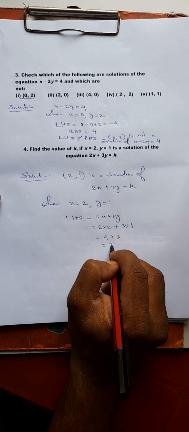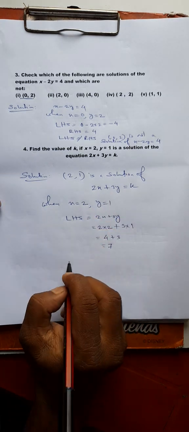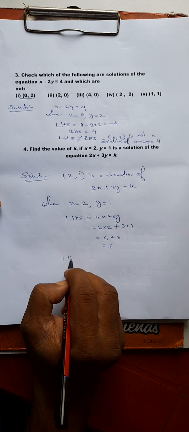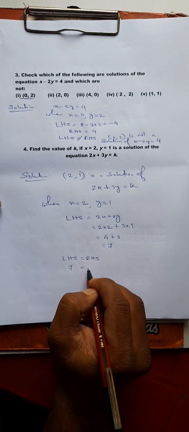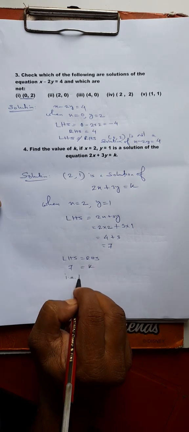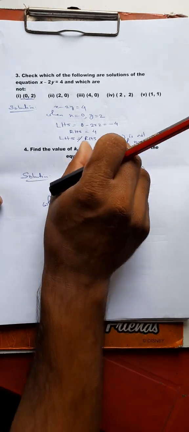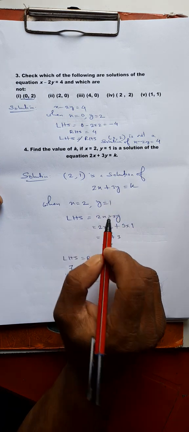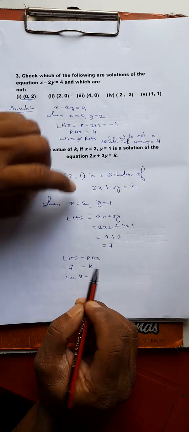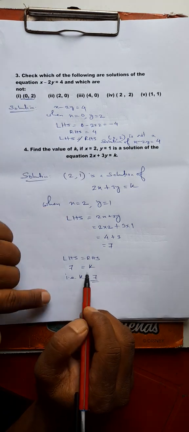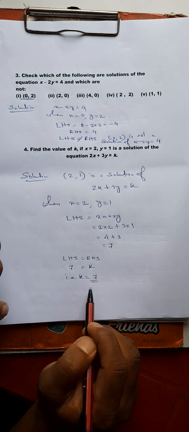to 7. Now we know that in the equation left hand side and right hand side are same, so left hand side equal to right hand side. So left hand side is 7, right hand side is k, that is k equal to 7, right? Since this pair of numbers is a solution of this equation, left hand side and right hand side will be same. Now when x equal to 2 and y equal to 1, left hand side becomes 7. Since left hand side and right hand side are same, they must be equal. Since it is an equation, k equal to 7.